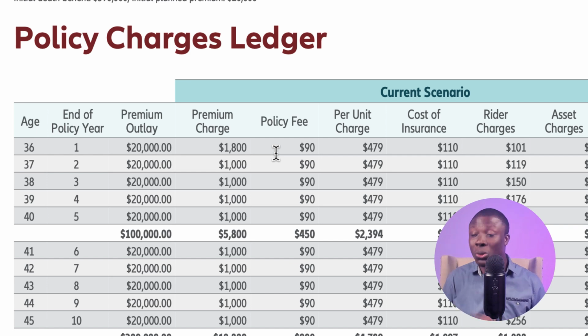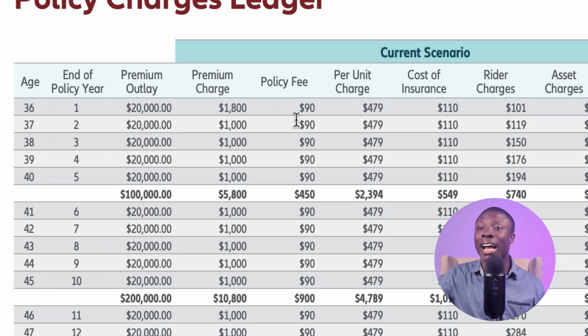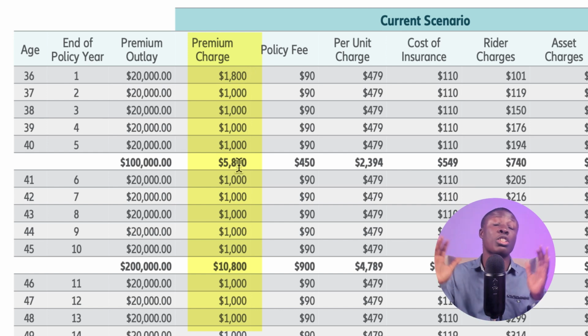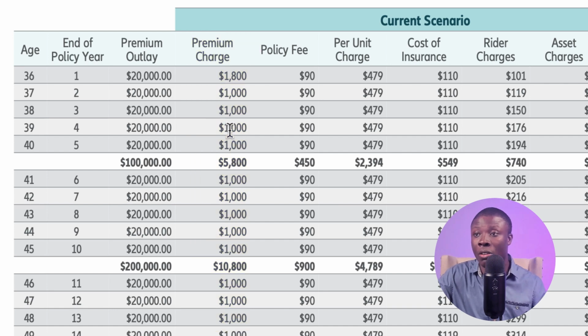But let's run through these quickly. So we have the age column and then amount of money we are paying to the policy each year, $20,000. We have the premium charge. In this product, it's 9% the first year and then 5% every other year. Now, this is going to vary from company to company. So this is something you have to be aware of.